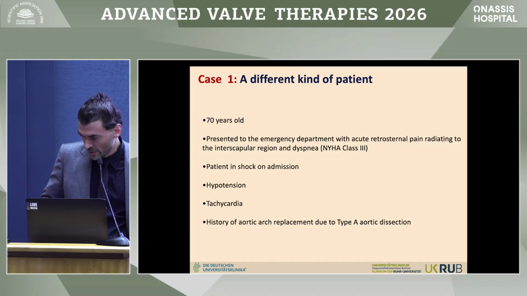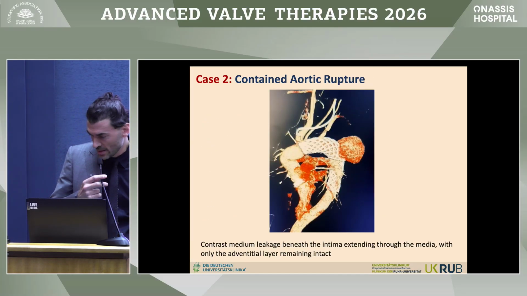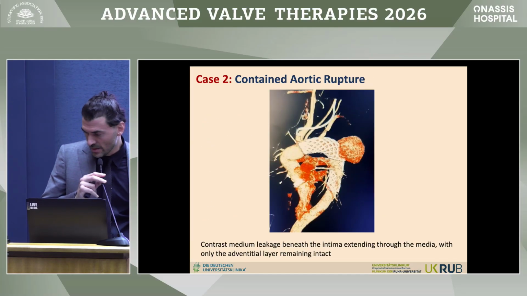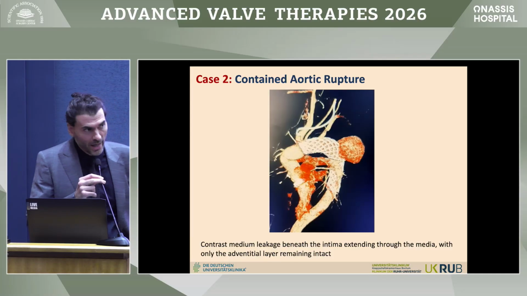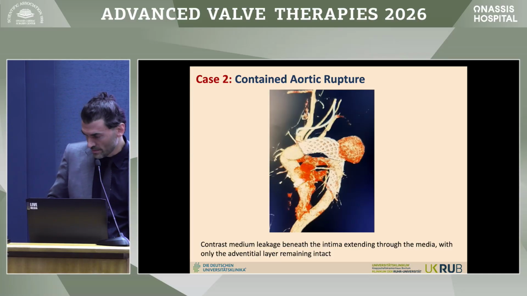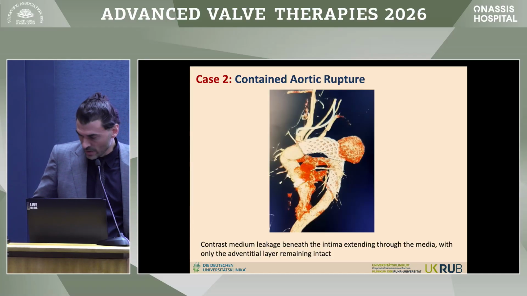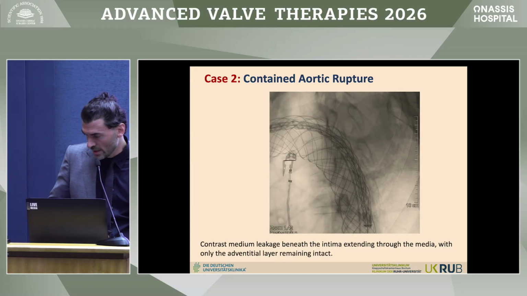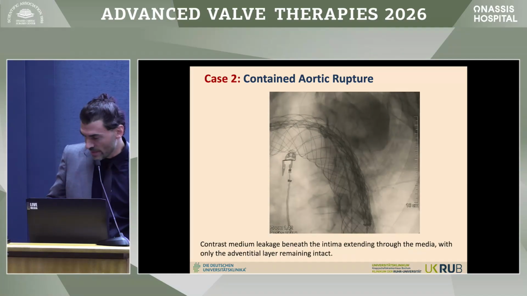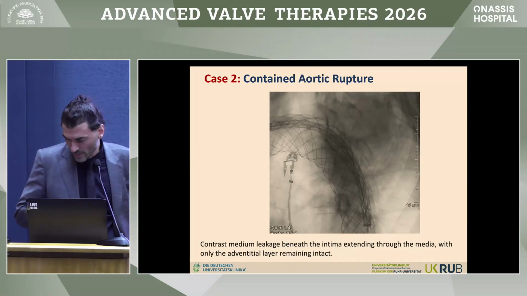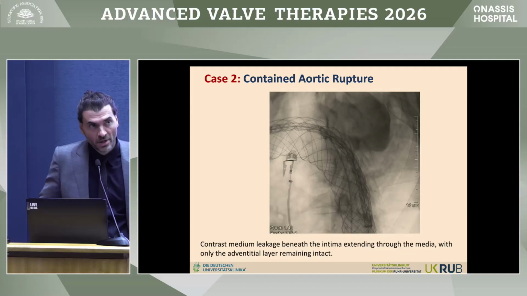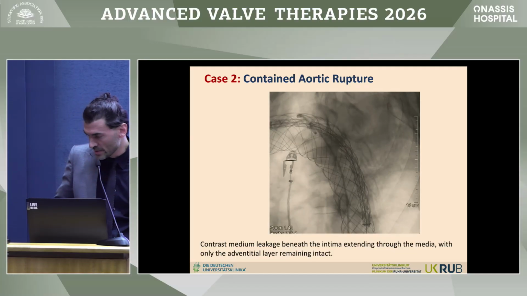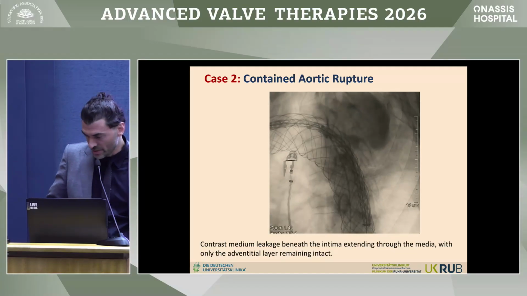So therefore, due to the high-risk constellation, we performed a CT that showed this not that nice result, and the left lung was practically white, we were not able to see it at all. I'll show you the angio. We practically have a contrast medium leakage beneath the intima extending through the media, probably only having the adventitial layer outside holding it, and the patient had a contained aortic rupture.